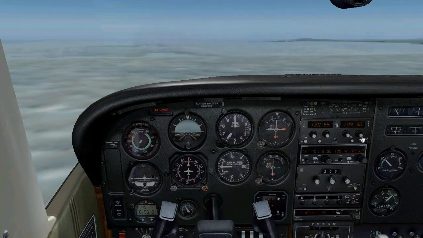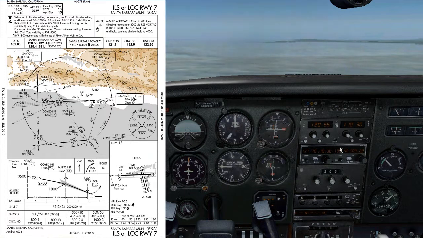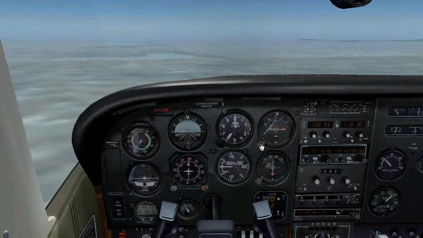Now let me talk about the ILS approach itself. There are two ways to do an ILS approach. The first way is to do a full approach using an approach plate. To do a full approach on your own, you kind of have to know how to read approach plates, and that's not what I'm going to do today. The second way to do the approach is a little easier and is a little more Microsoft Flight Simulator friendly.